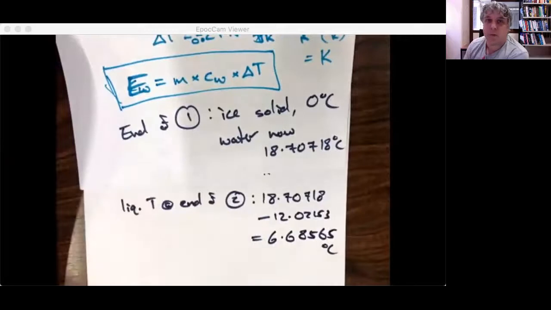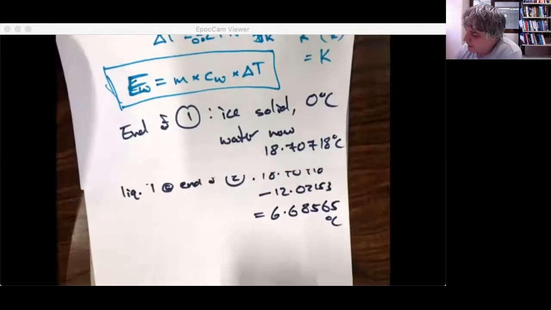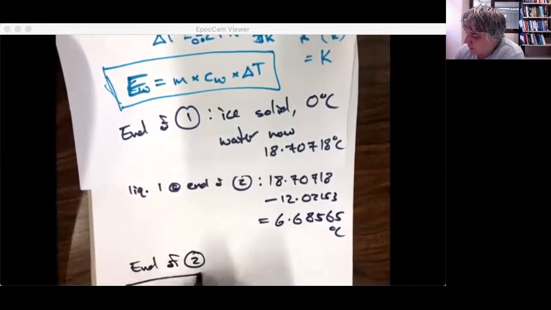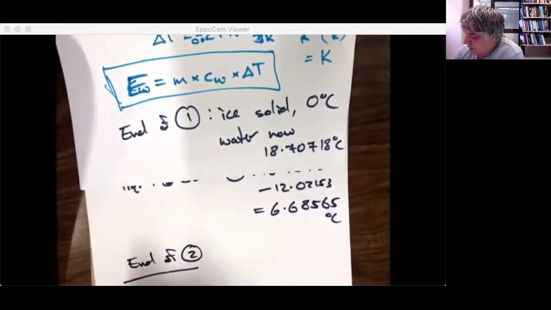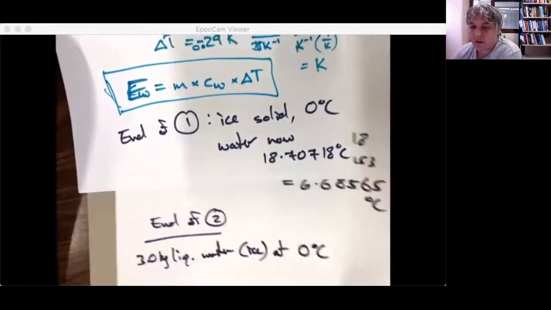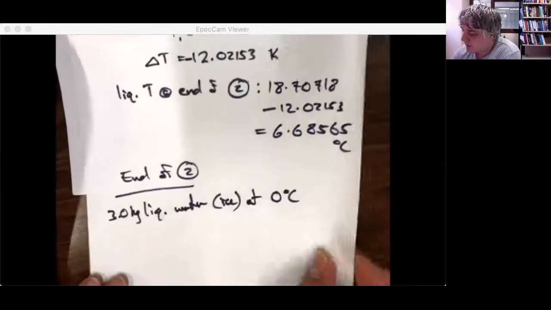Of course, everything's liquid water, but I'm still going to refer to it as the ice and the liquid water just to keep those two groups of water molecules separate in our heads. So at the end of step two, we now have 3 kilograms of liquid water, which was the ice, at 0 degrees Celsius. Remember that the temperature doesn't change.